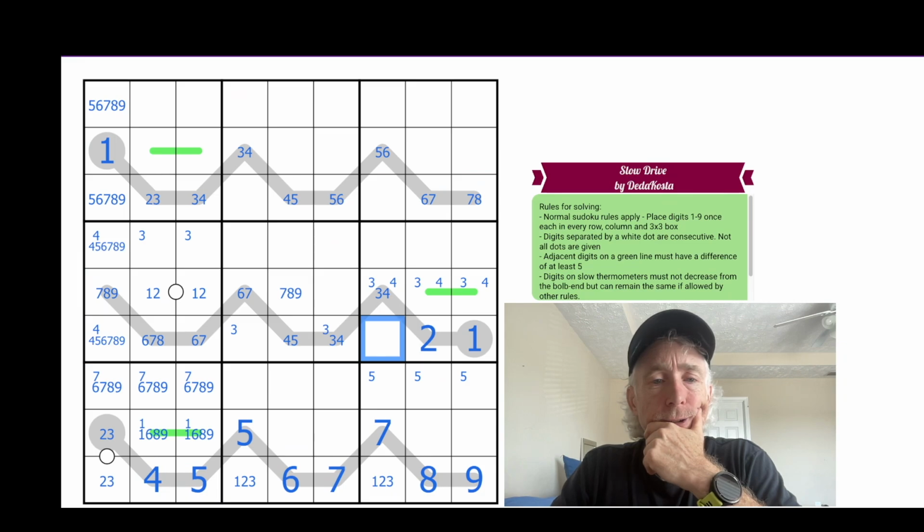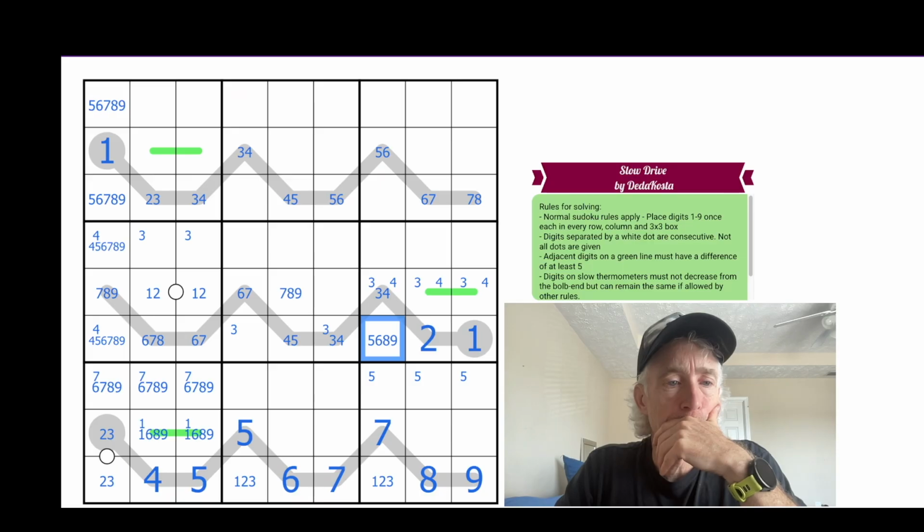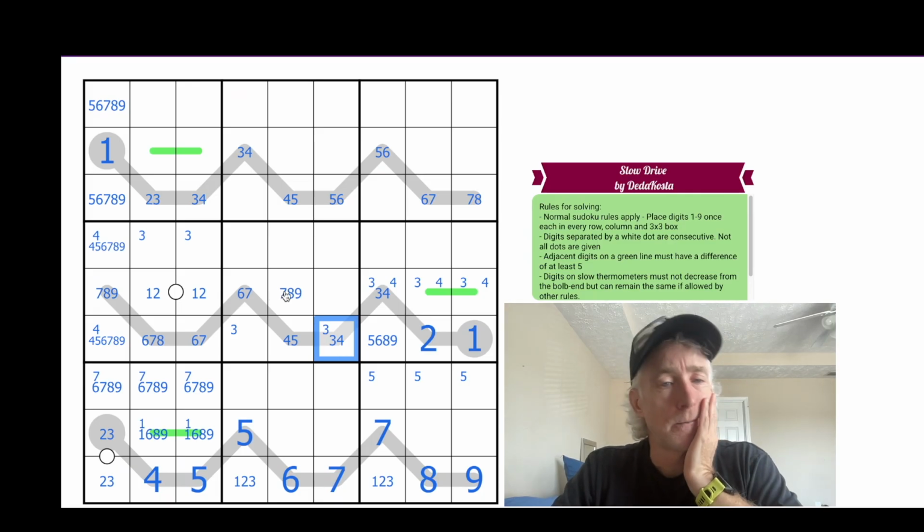1, 2, 3, 4. So this one's pretty low here too. This is only from 5, 6, 7. Oh, it's not 7. 3, yeah, so 3 and 4 are forced here. 7, 8, 9.